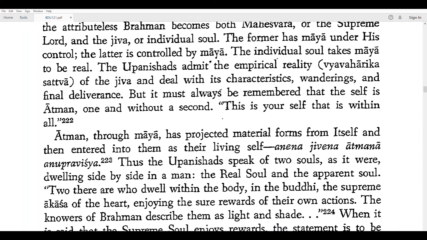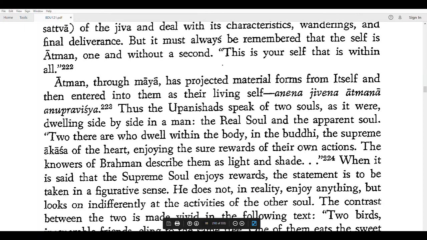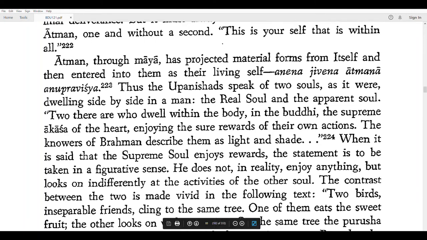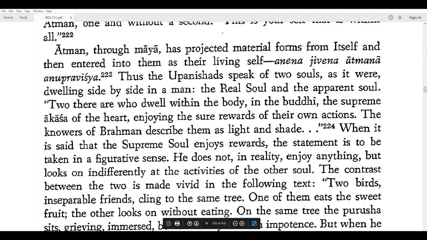This is yourself that is within all. Atma through Maya has projected material forms from itself and then entered into them as their living self. Anena Jivena Atmana Anupravishya. Thus the Upanishads speak of two souls as it were, dwelling side by side in a man, the real soul and the apparent soul. Two there are who dwell within the body in the buddhi, the supreme akasha of the heart, enjoying the sure rewards of their own actions. The knowers of Brahman describe them as light and shade.